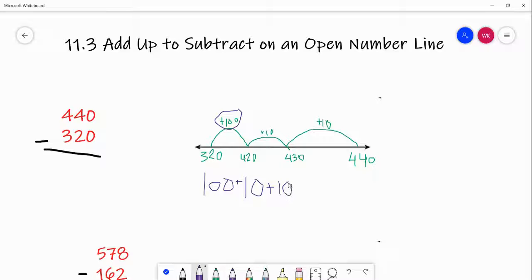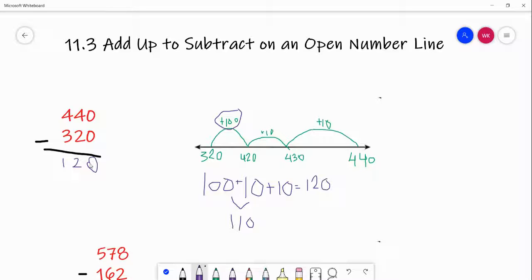All right, so we are going to add those all together. So 100 plus 10 equals 110. 110 plus 10 more equals 120. So that is our answer for our subtraction problem. And I always check my work. So I'm going to make sure that this is the correct answer.